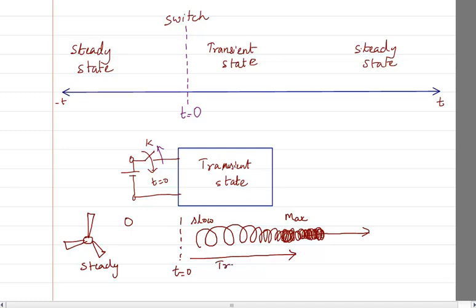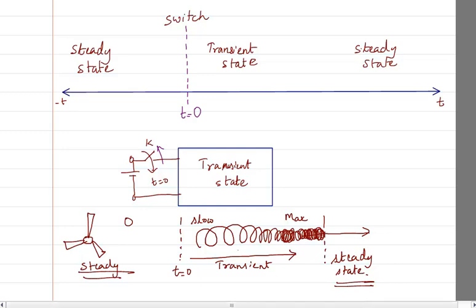This is the transient stage for the fan, and after it has achieved its maximum, the fan will be rotating and we will say that now it has reached a steady state, isn't it, where it has achieved its maximum. So this steady state and this steady state are totally opposite, but we call both of them steady state.